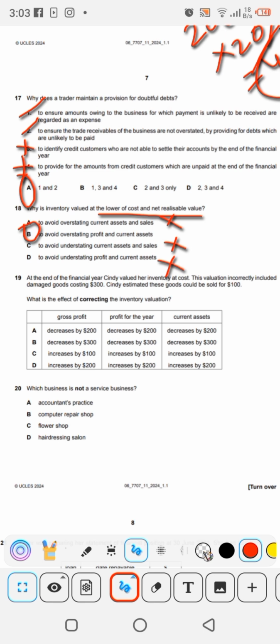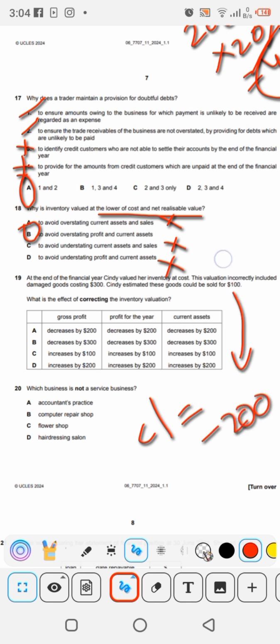And question number 19 says, at the end of the financial year, Cindy valued her inventory at cost. The valuation incorrectly included damaged goods costing $300. Cindy estimated these goods could be sold for $100. What is the effect of correcting the inventory valuation? So this is written at the end of the financial year, so this is the closing inventory. So the closing inventory is less 200.